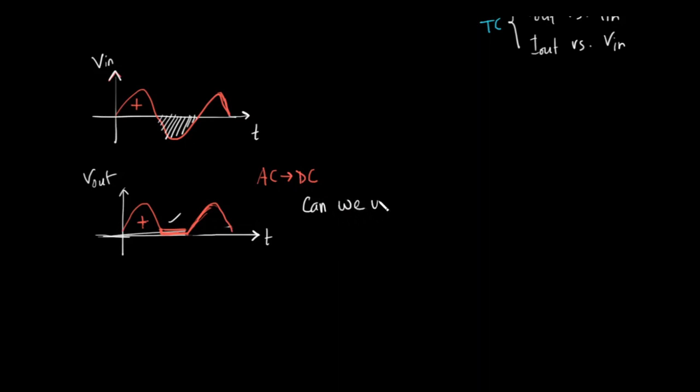Can we use the negative cycle of the input? Because there is voltage in the negative cycle, we are just not getting that voltage in the output. Can we use some clever tricks to design a circuit that can use the negative voltage in our AC to DC conversion? Actually, we can. That circuit is called a full wave rectifier.